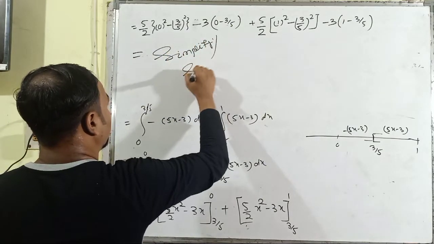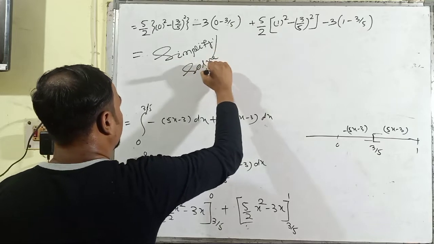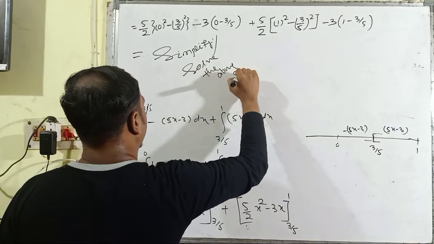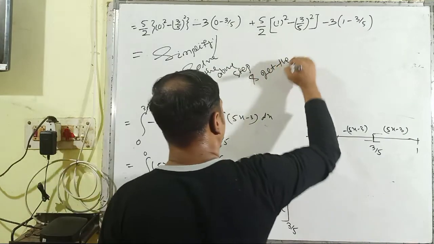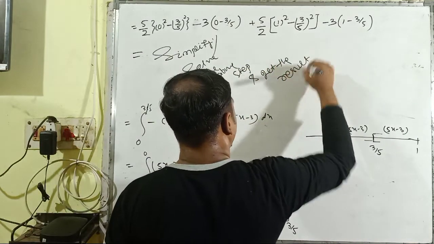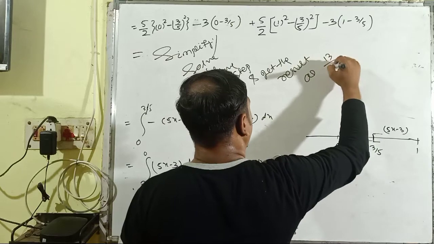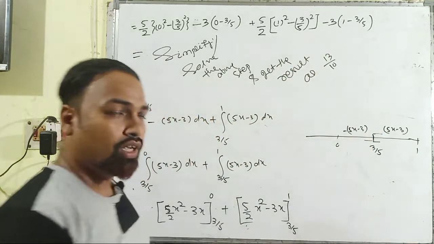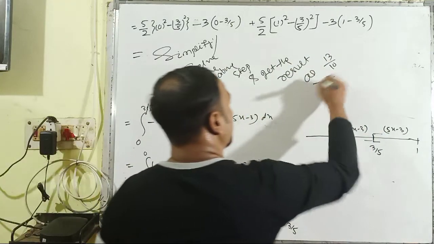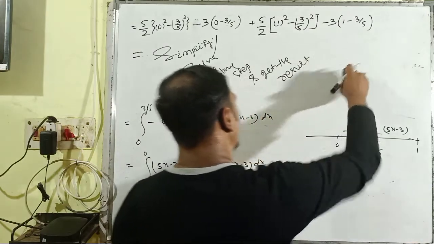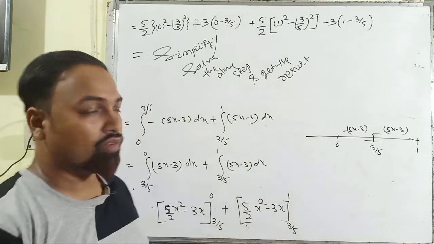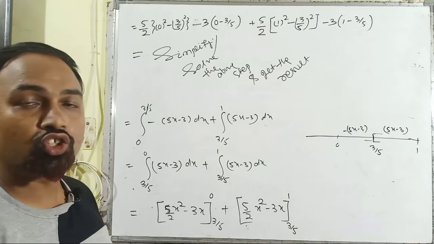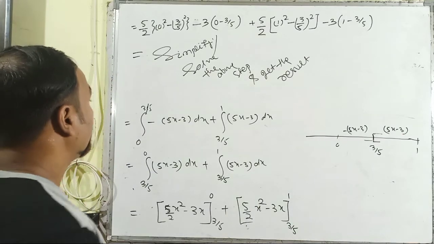Simplify, or you can say solve the above step, and get the result as 13 upon 10. I think the question was 13 upon 10. Okay, and get the result. So this is all about the second problem based upon this fundamental topic. Then let us move towards the next problem.